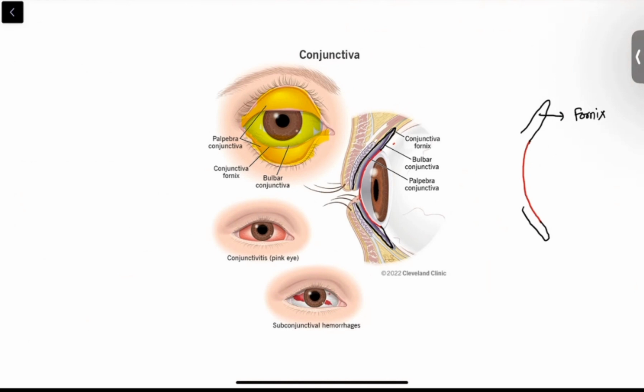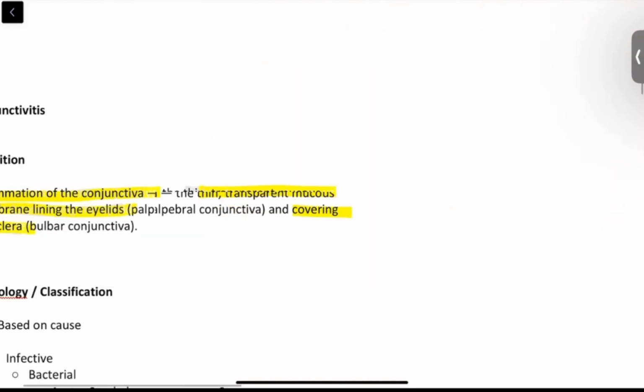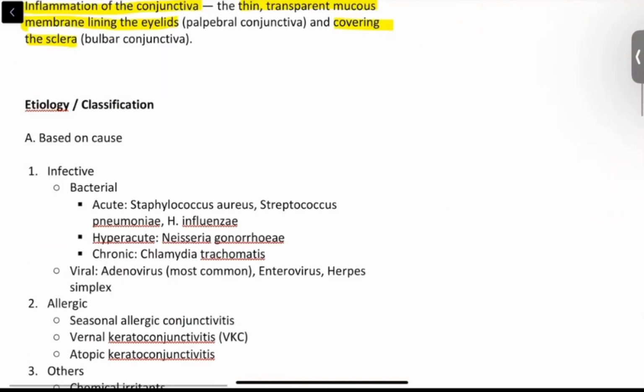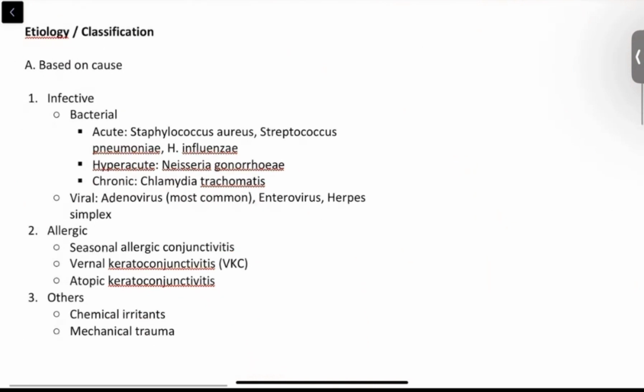And in case of conjunctivitis, the entire eye becomes pink, and this is also called pink eye. Whereas in case of subconjunctival hemorrhage, there are dots and blots of blood bleeding which can be seen in the eye. Coming to etiology or classification of conjunctivitis.